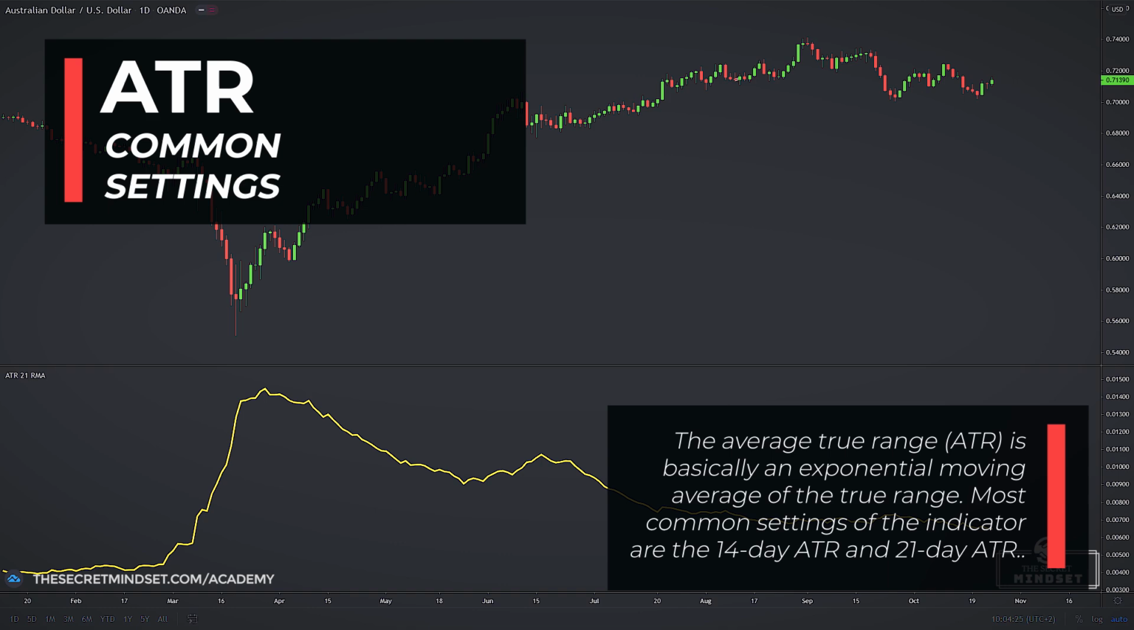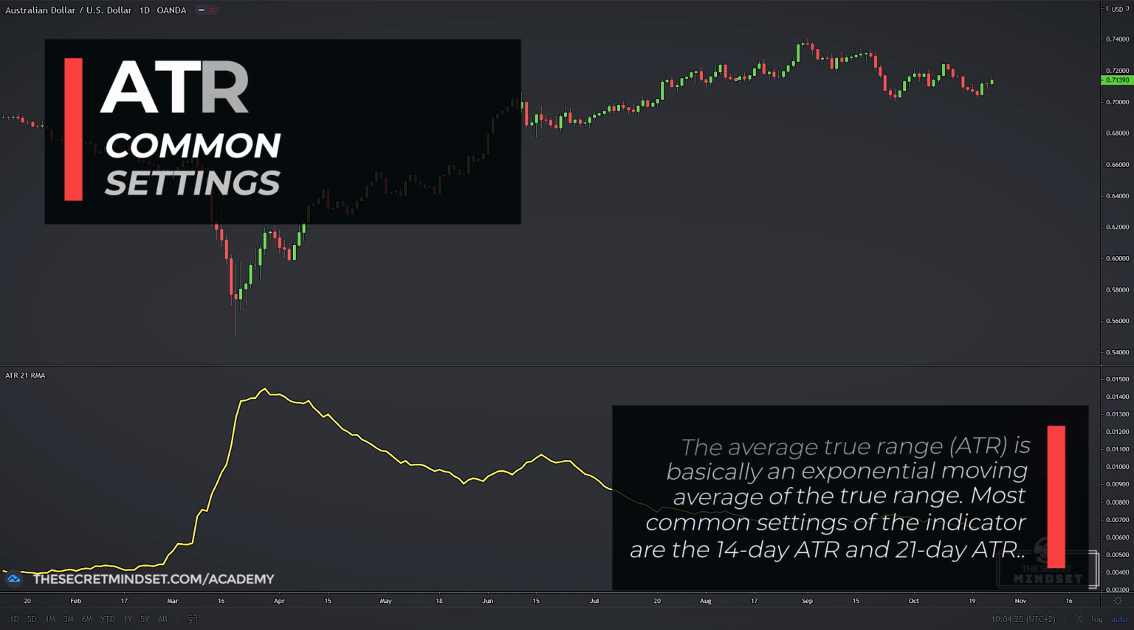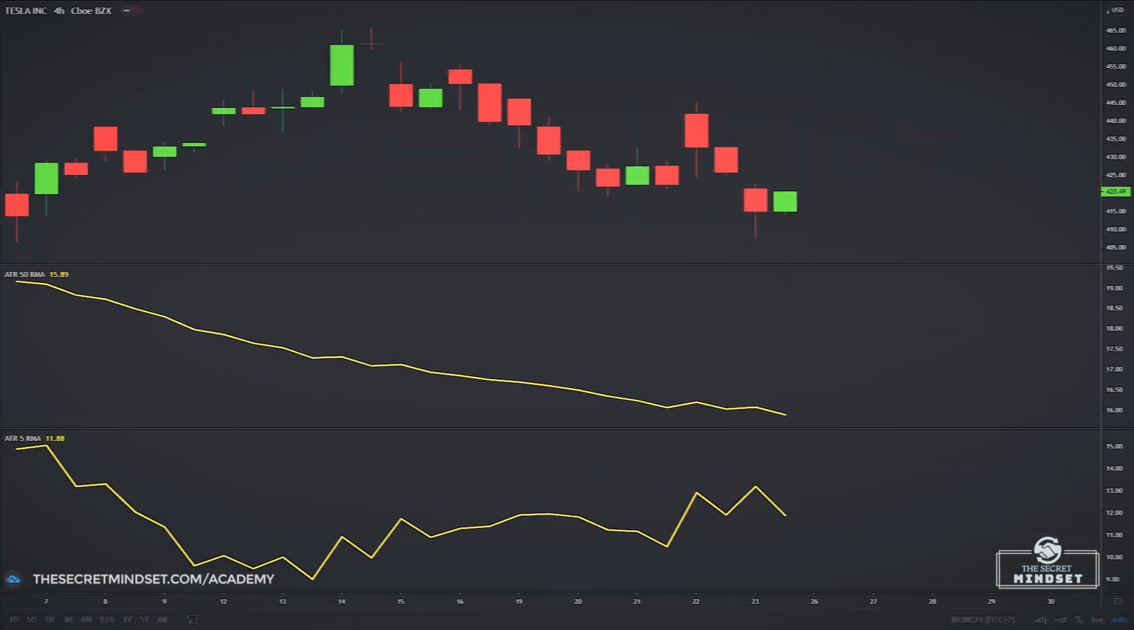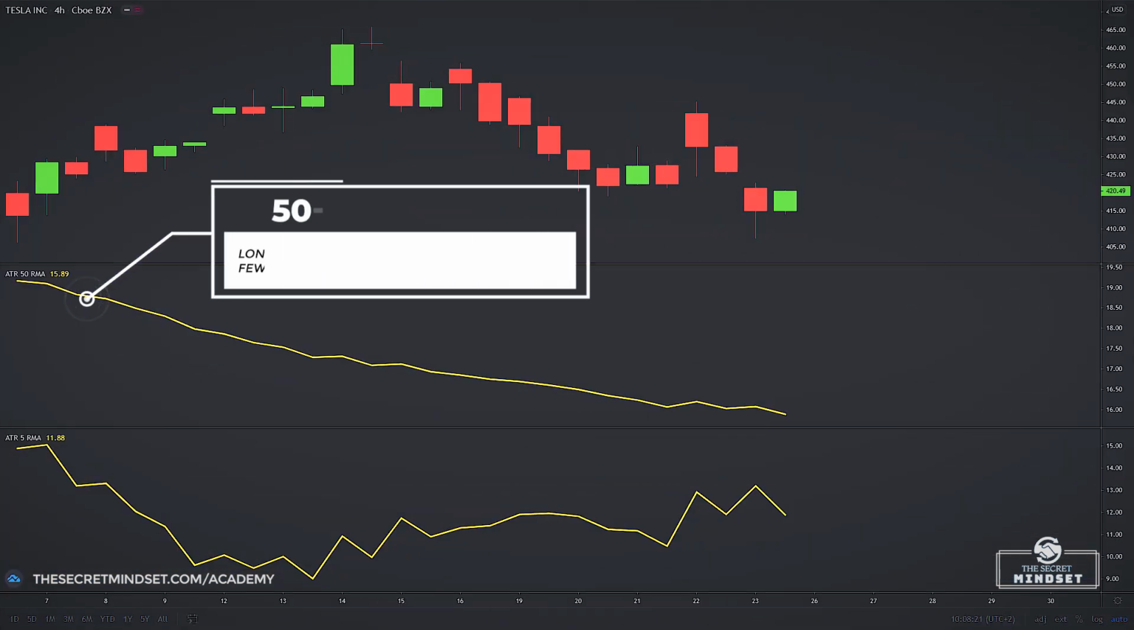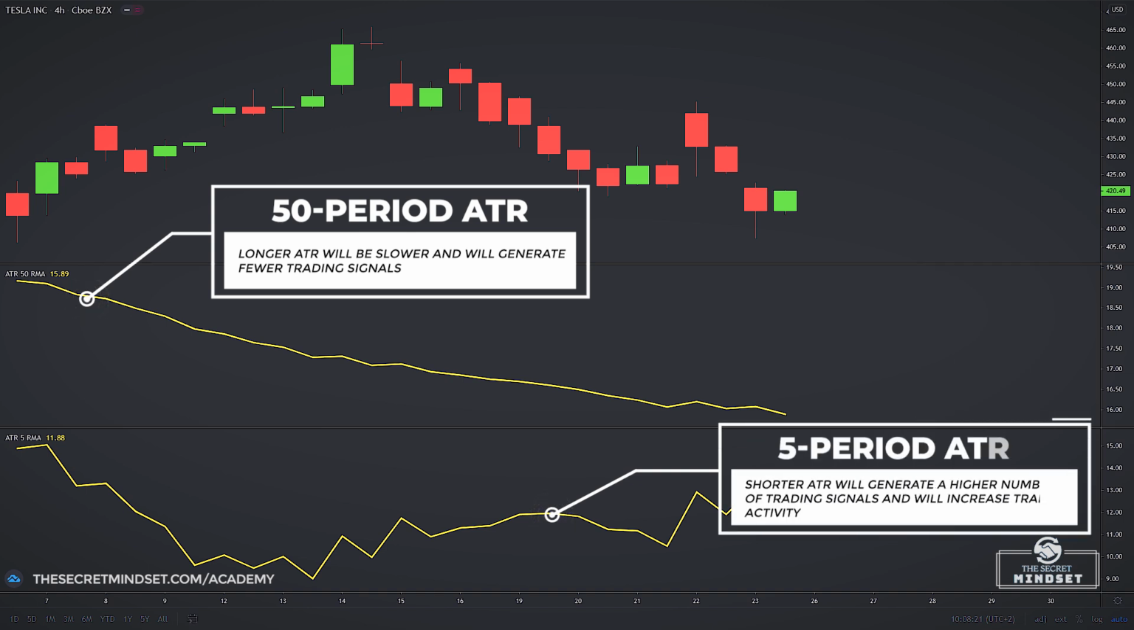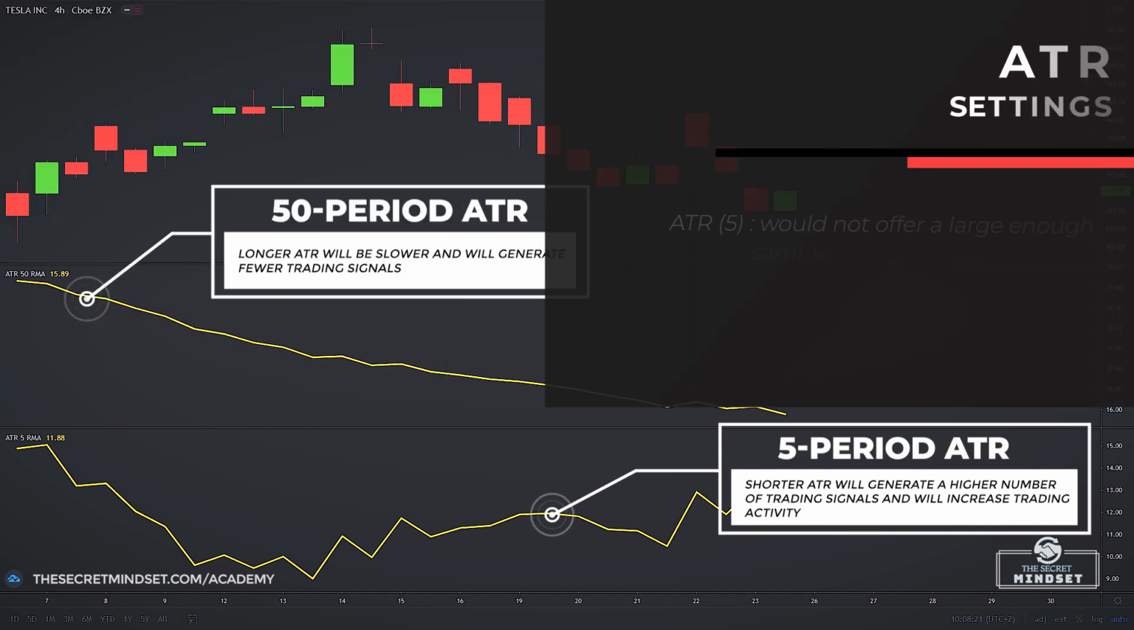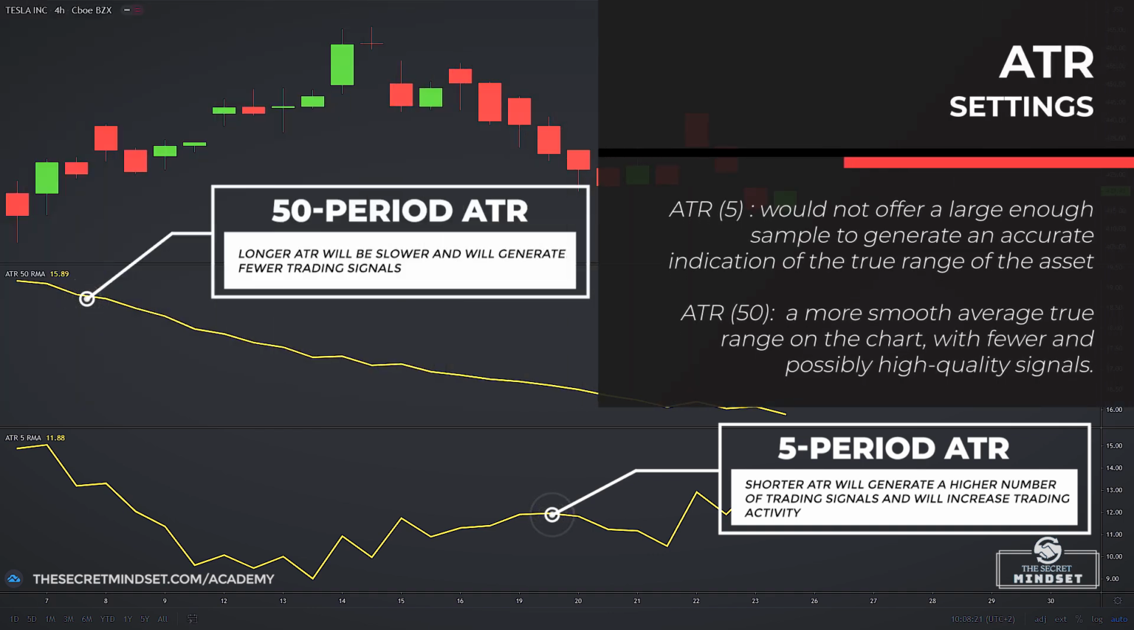Depending on their trading objectives or the timeframes, traders can use shorter or longer inputs of the ATR. A longer ATR will be slower and will generate fewer trading signals. A shorter ATR will generate a higher number of trading signals and will increase trading activity. For example, an average true range of only 5 periods wouldn't offer a large enough sample to generate an accurate indication of the true range of the security.